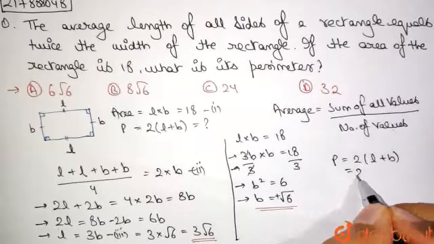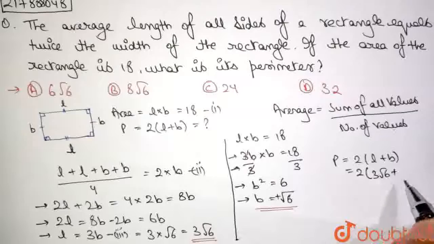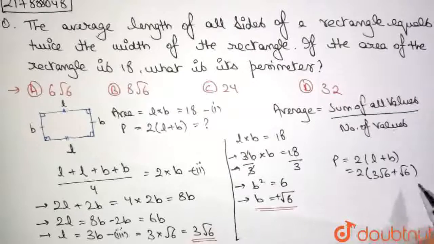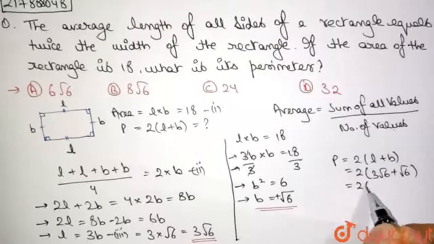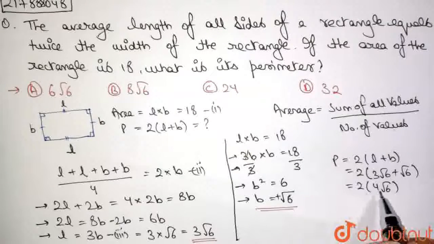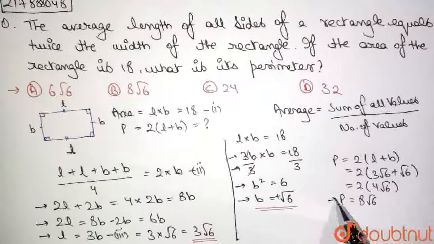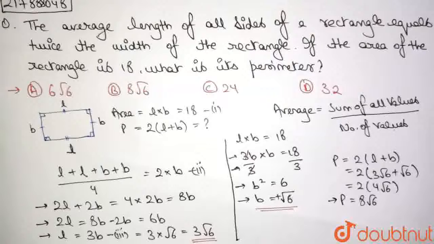which is equals to twice of length is 3 root 6, breadth is root 6, which is equals to 2 times of 4 root 6. And twice of 4 root 6 is equals to 2 into 4, which is 8 root 6. And P is equals to 8 root 6, that we can finally simply say. Comparing with the options, we see that this matches with option B.